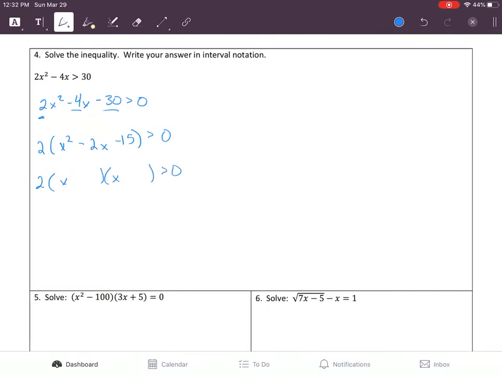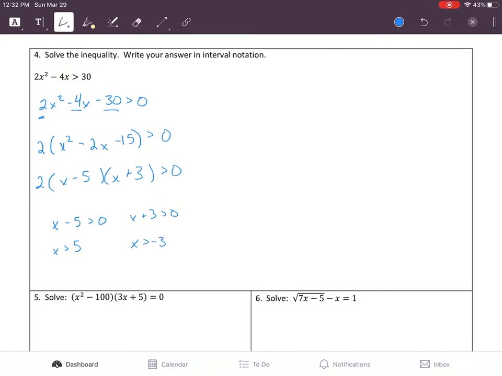We're going to have an x and an x, greater than 0. So we need two numbers that multiply to be negative 15 and add up to be negative 2. It's going to be negative 5 and positive 3. Now we solve these both. So x minus 5 is going to be greater than 0, and x plus 3 is going to be greater than 0. So x is going to be greater than 5, and x is going to be greater than negative 3.